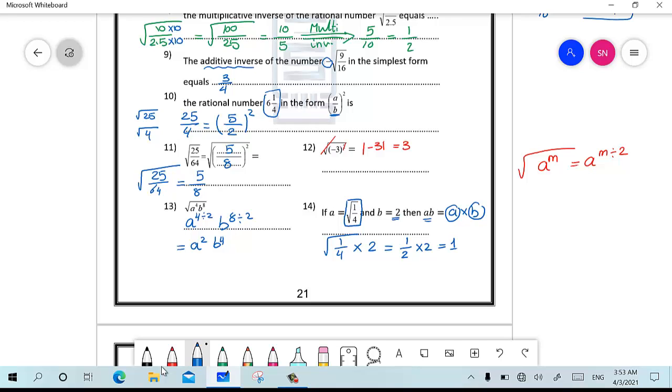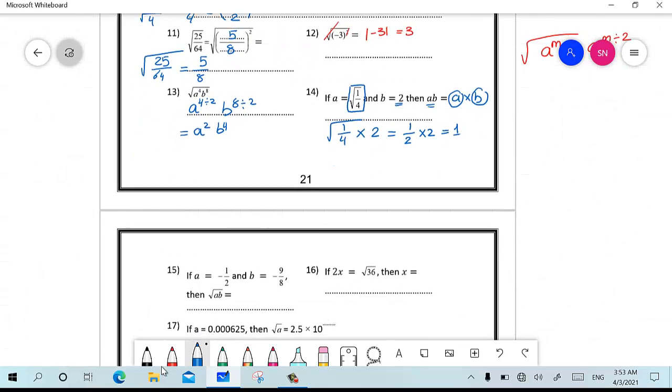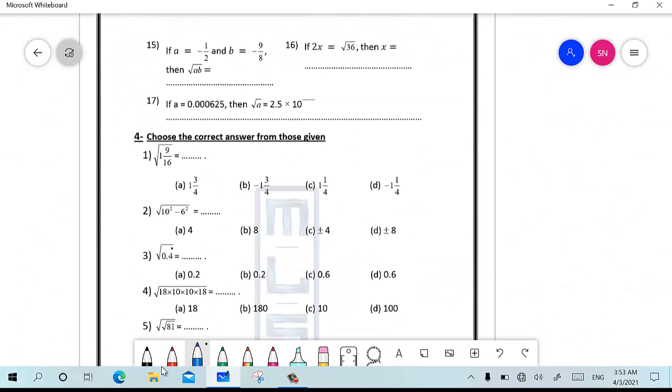Hope it's getting easier now, prep 1, and let's go now for page 22 in the binder. If a equals negative half and b equals negative 9 over 8, then square root ab equals, this means I want to find the square root of a times b. So I have square root negative half times negative 9 over 8. This is going to be equal to square root 9 over 16, because when I multiply two negative numbers together, I get a positive number. Square root of 9 is 3, and square root of 16 is 4, so it is equal to 3 over 4.